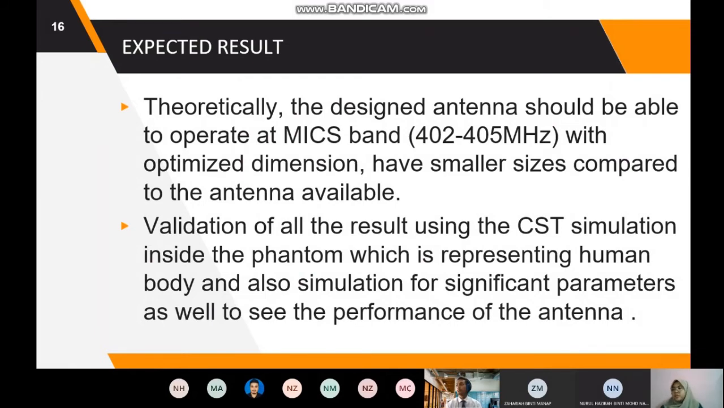Validation of all results using the CST simulation inside the phantom, which is representing the human body, and also simulation for significant parameters as well as to see the performance of the antenna.